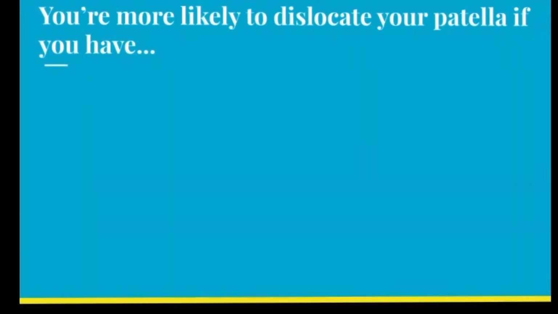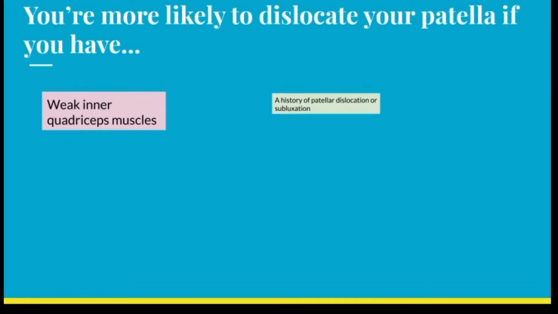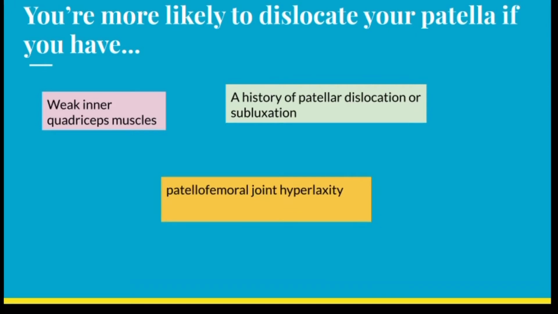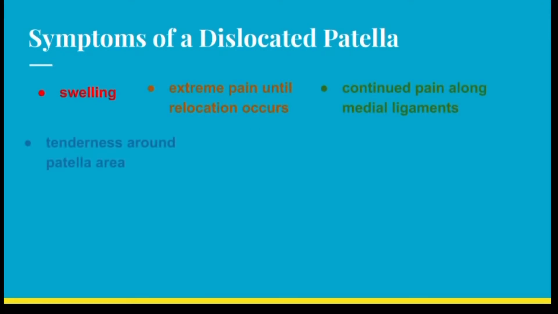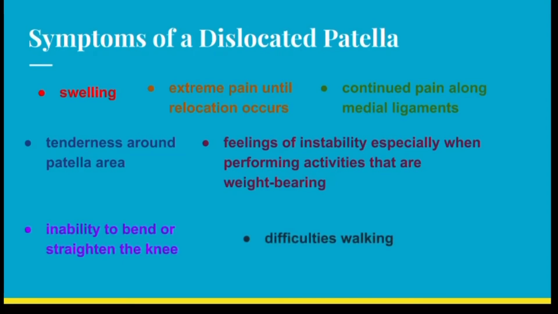However, there are some factors that can make it more likely that you would dislocate your patella. For example, you're more likely to dislocate your patella if you have weak inner quadricep muscles, a history of patella dislocation or subluxation, or if you have a patellofemoral joint hyperlaxity. Some of the symptoms that come along with a dislocated patella include swelling, extreme pain until relocation occurs, continued pain along medial ligaments, tenderness around the patella area, feelings of instability, especially when performing weight-bearing activities, inability to bend or straighten the knee, and difficulties walking.